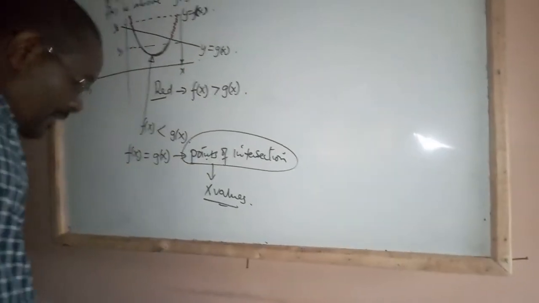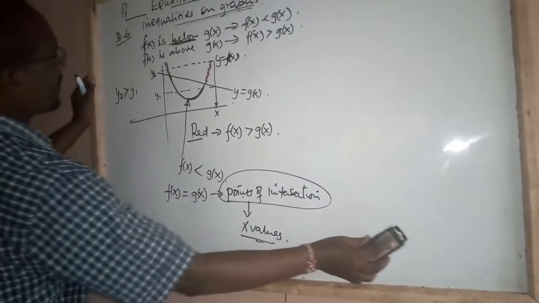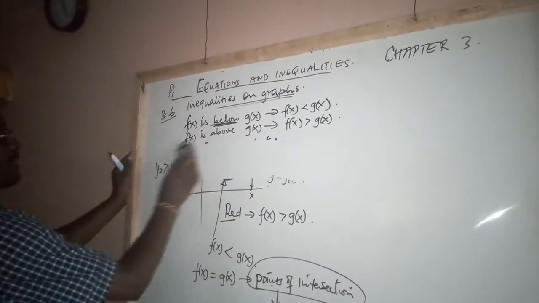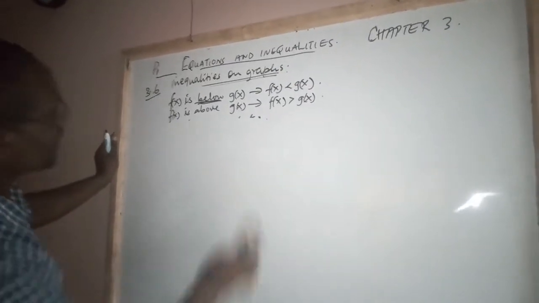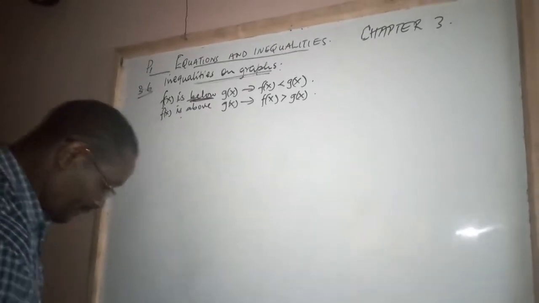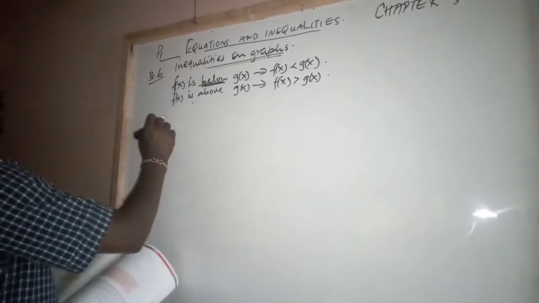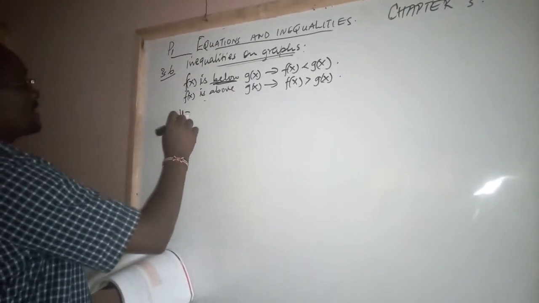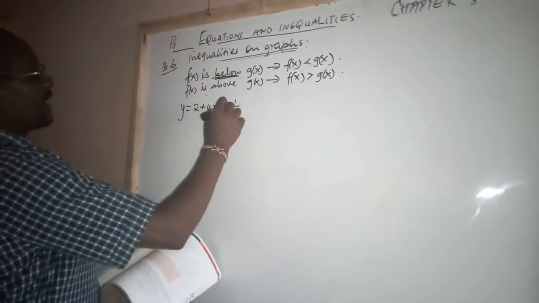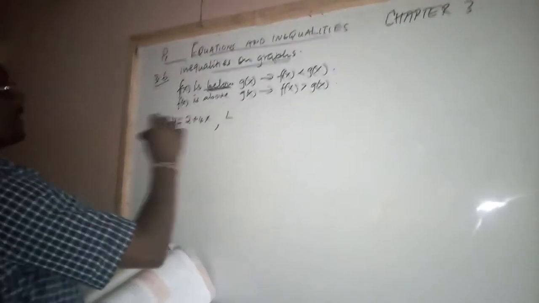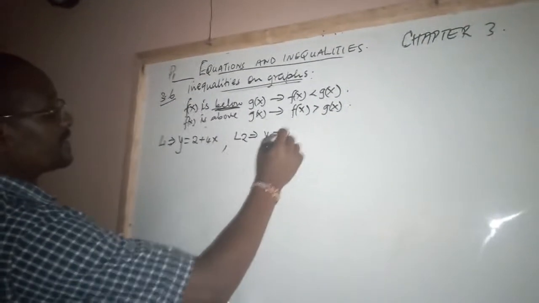Example 12. I'll not wrap everything, but allow me to put example 12 on the board. L1 has equation y equals 2 plus 4x, and this is L1. L2 has equation y equals x squared.